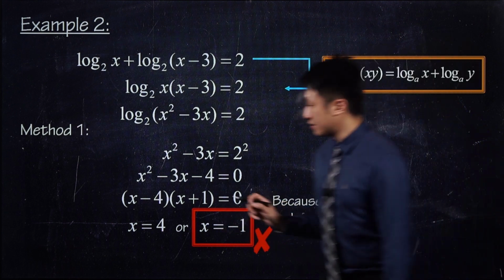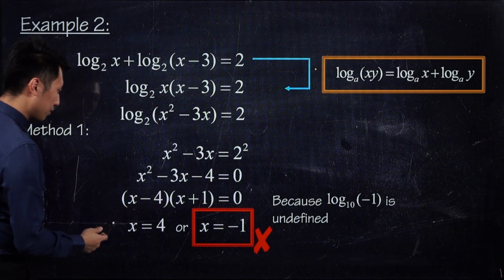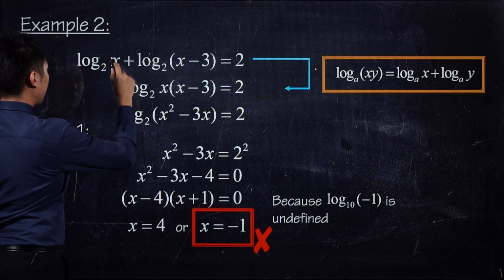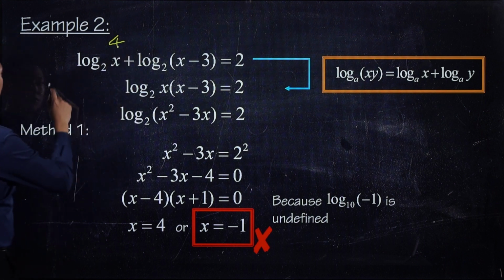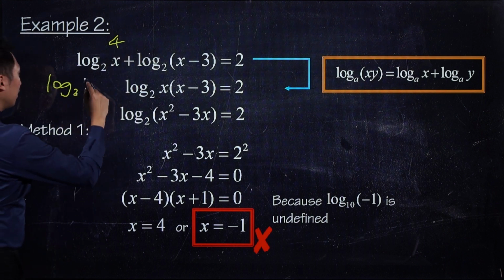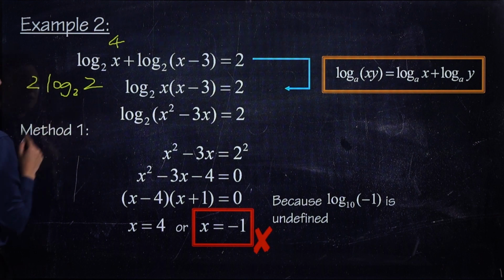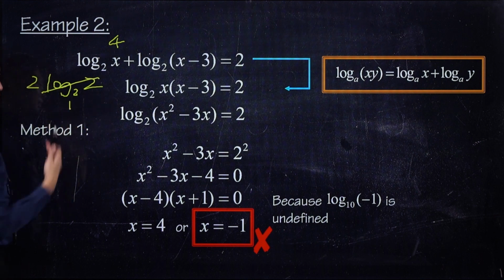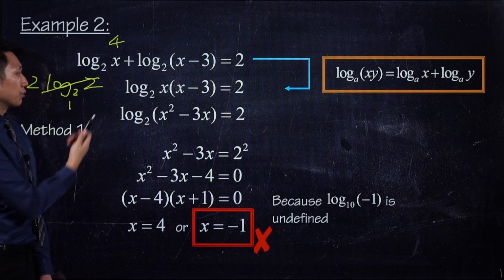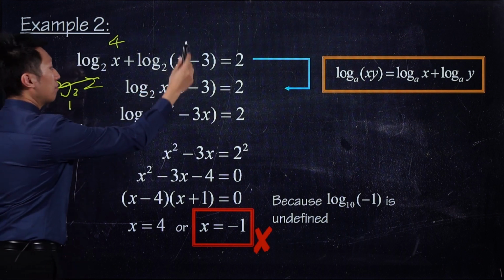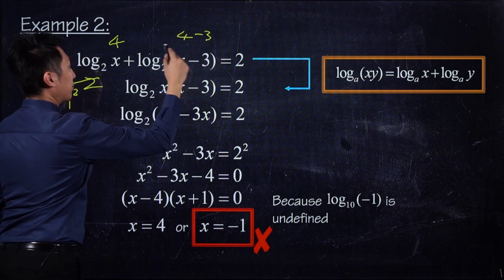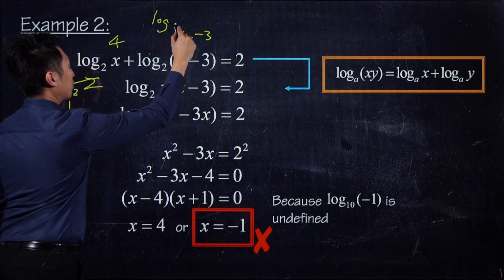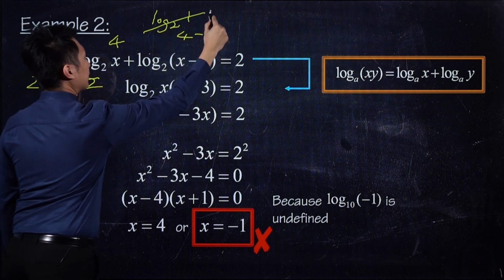Okay. I'll just write it down for you if you are not comfortable. So this one, if I substitute this one as 4, then it gives you log 2 squared. So I write 2 here and 2 outside. And this one gives you 1. So this is 2. Then here, 4 minus 3 gives you log 2, 1, which gives you 0.